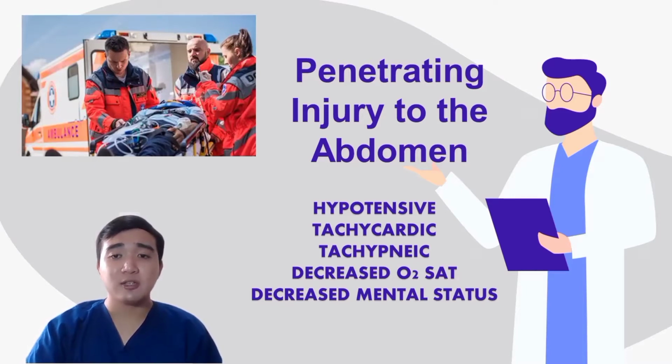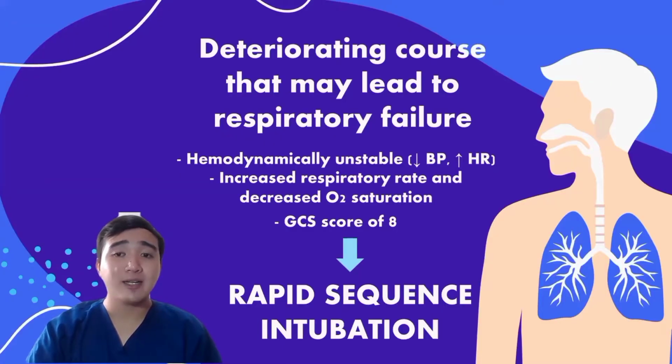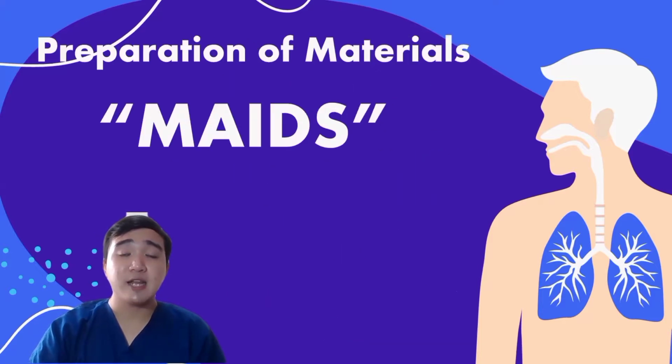Now here are the factors specific for my patient that warrant a rapid sequence intubation. Now we are anticipating a deteriorating course of the patient that will eventually lead to respiratory failure. The patient is hemodynamically unstable, has an increased respiratory rate and a decreased O2 saturation, and a GCS score of 8. But prior to intubation, all the materials must be prepared and all the equipment must be ready. Just a rundown, we use the mnemonic MAINS.